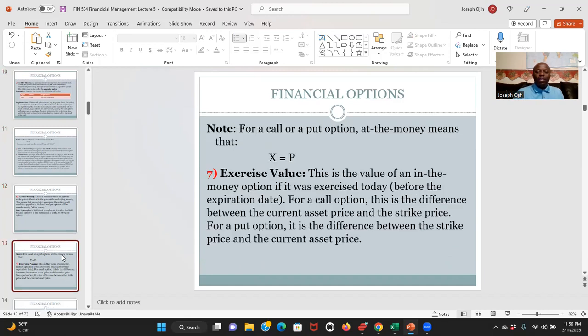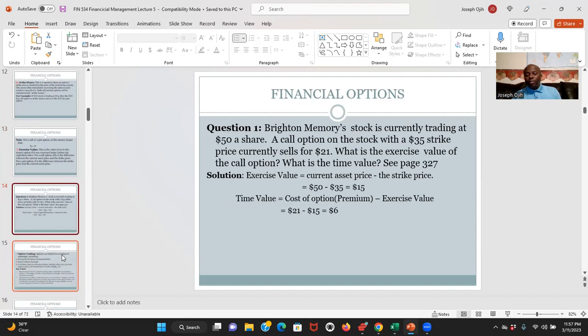Now, the exercise value is the value of an in the money option if it was exercised today. That means if it is exercised before the expiration date. So for a call option, this is the difference between the current asset price and the strike price. For a put option, it is the difference between the strike price and the current asset price. Let's look at a few examples for this one.